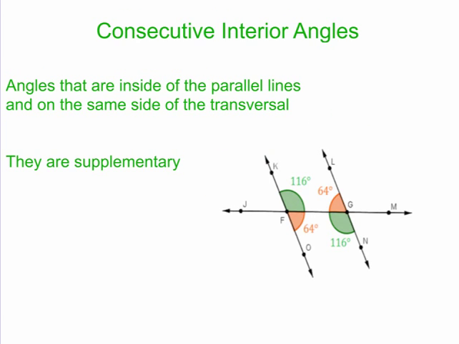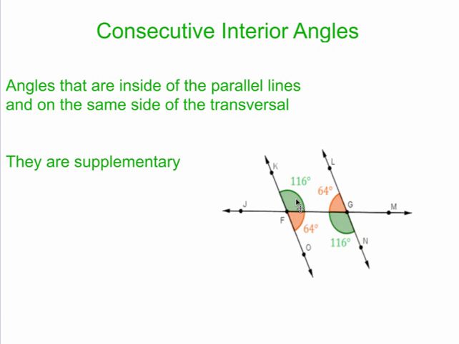Our third type of angle are consecutive interior angles. Consecutive interior angles are once again angles that are inside of our parallel lines, but they're on the same side of the transversal. So like this green and this orange, and this green and this orange. And their relationship is that instead of being congruent, they are supplementary. They add to 180 degrees.